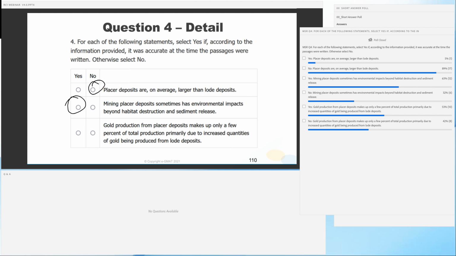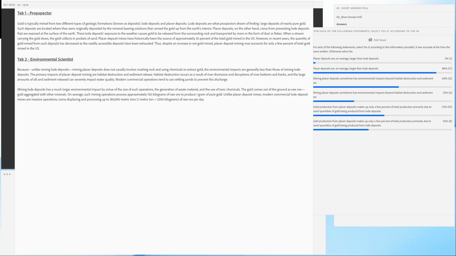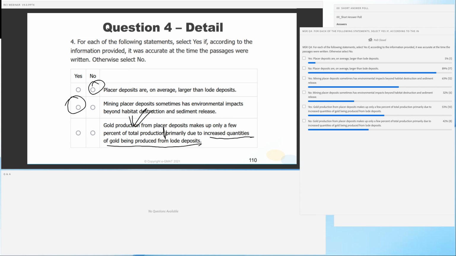Gold production from placer deposits makes up only a few percent of total production. And this is a tricky one. So this part is true. When I look at this part, is it true primarily due to increased quantities of gold being produced from lode deposits? Now, is that true? The answer is no. Let's look at this. Thus, despite an increase in net gold mined, placer deposits now account for only a few percent. Why? Because the quantity of gold mined has decreased. It's not because there is a lot more lode being mined, but it is because we are finding less and less of placer because we've exhausted that. Why? Because the readily accessible deposits have been exhausted. So can you infer this? The answer is no, you can't infer this.